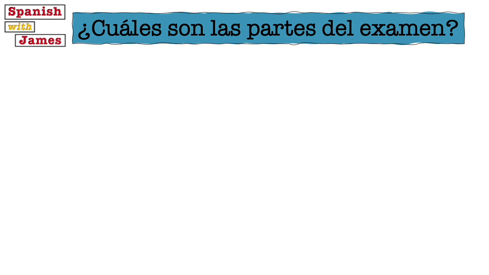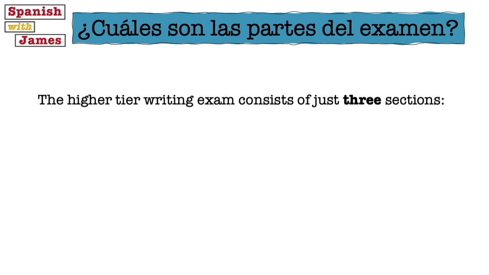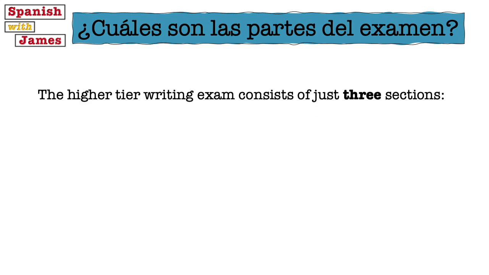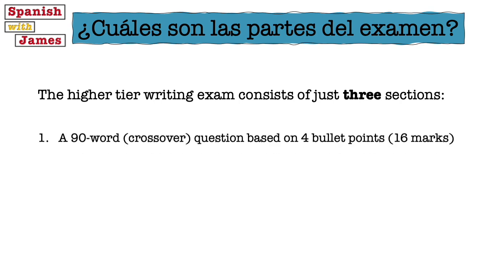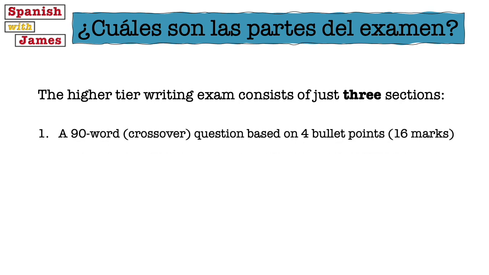To start off with, let's have a look at what the different parts of the exam are. Now, the higher tier writing exam consists of just 3 sections. The first one is a 90-word question, which is called the crossover question because this is also the final question on the foundation tier paper. So this is the question that you'll do regardless of which tier you end up sitting. And this is based on 4 bullet points and it's worth 16 marks.